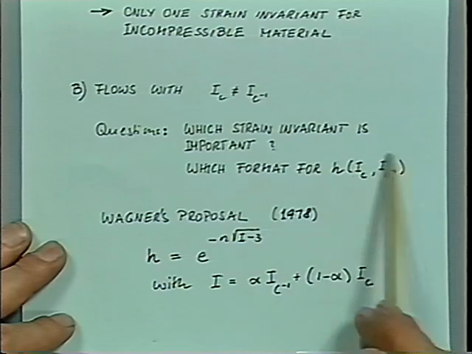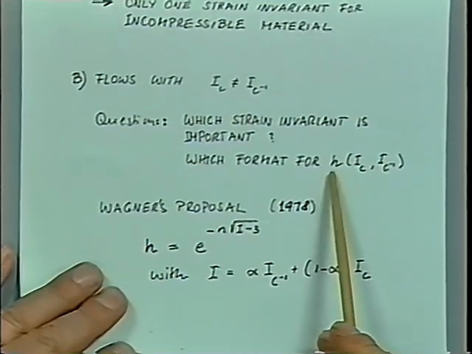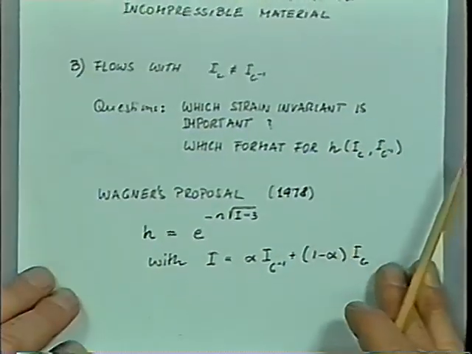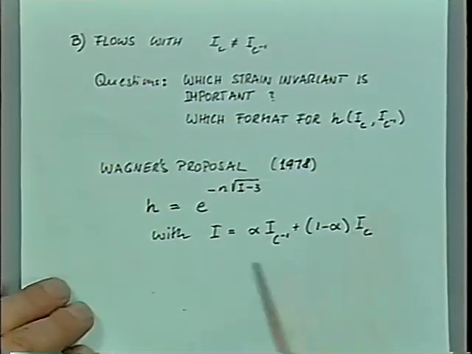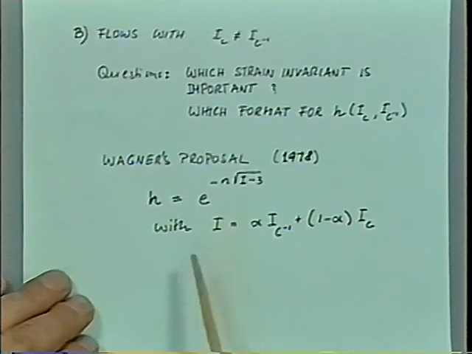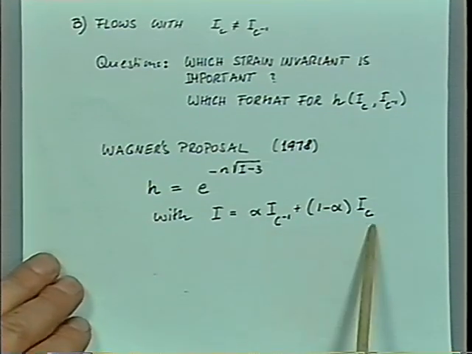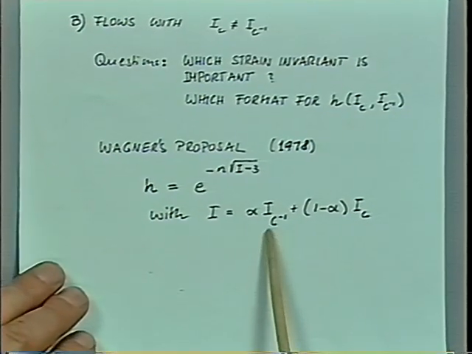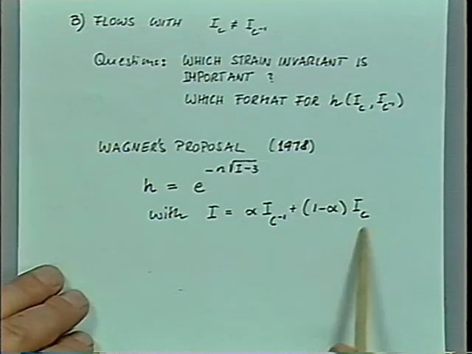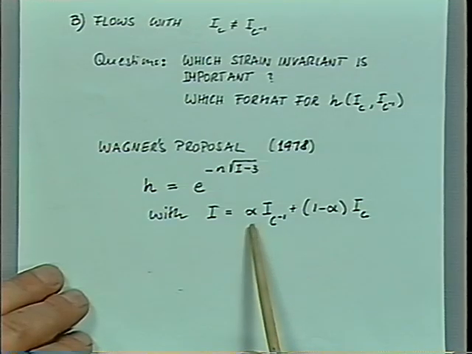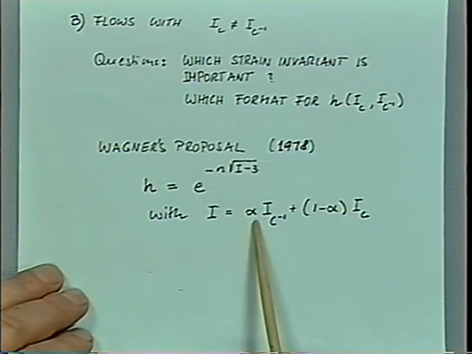And then which format should the strain function have? What should you do in general? Wagner proposed to use an invariant which combines the first and the second invariant, or combines the invariant of the Cauchy tensor and the invariant of the Finger strain tensor. On the additional parameter introduced by doing that, he has this alpha, which he can adjust to model data.